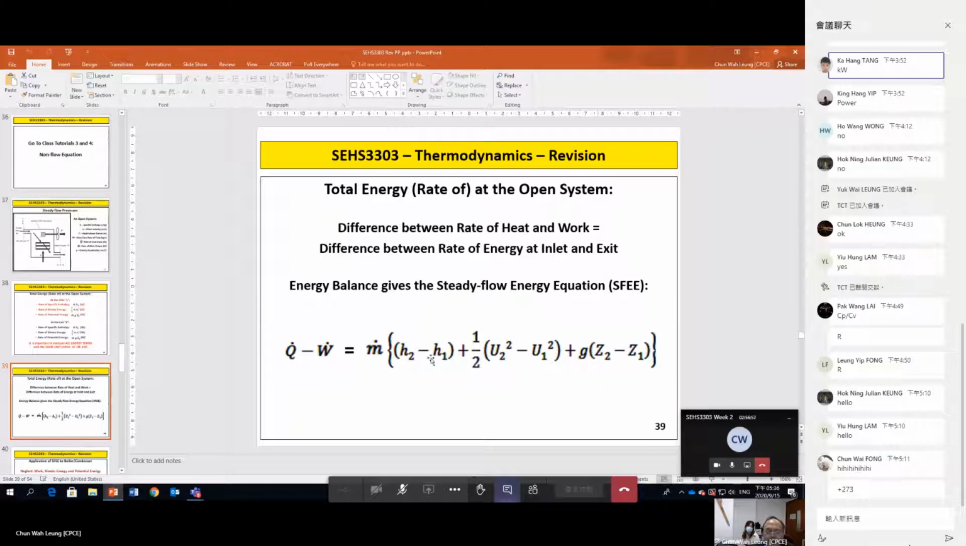Again, please remember this steady flow energy equation.